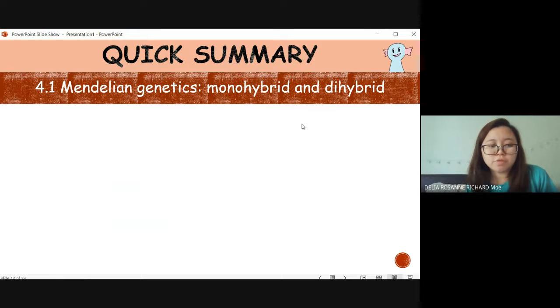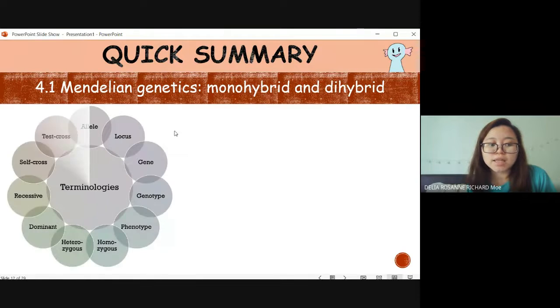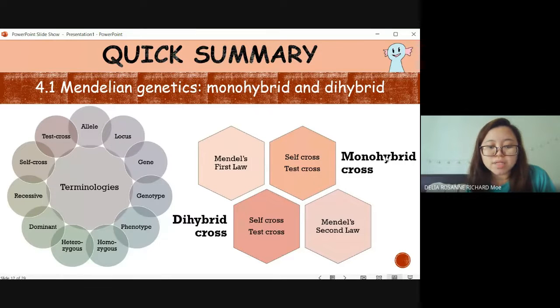And then we went into chapter 4. Chapter 4 is genetics. First, we learned about 4.1, Mendelian genetics, following Gregor Mendel's teachings. We learned terminology, then monohybrid cross. In monohybrid cross, we learned about Mendel's first law, self cross, test cross, then dihybrid cross, Mendel's second law, and also dihybrid self cross, dihybrid test cross.